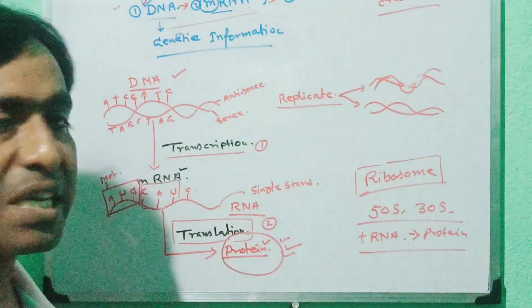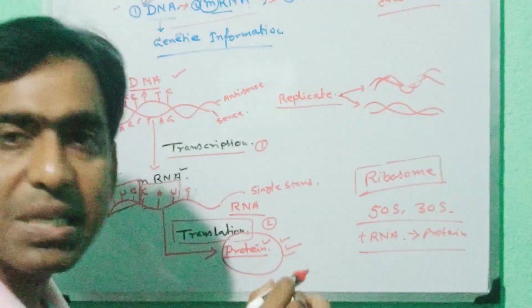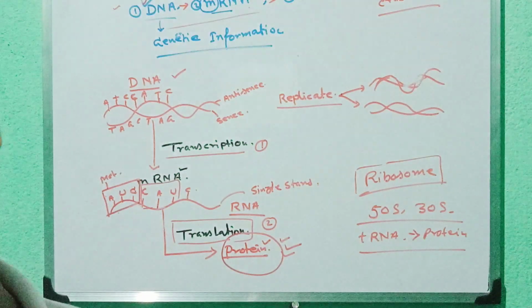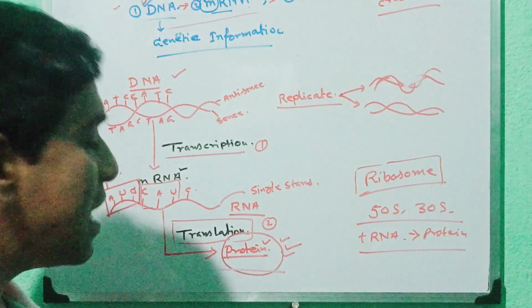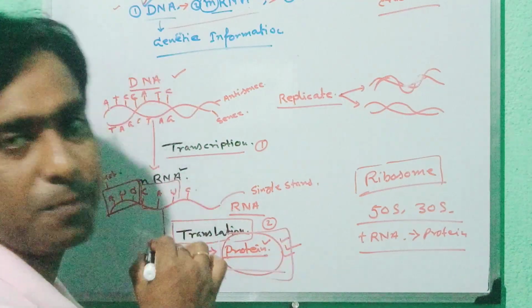So central dogma means the processes of transcription and translation that produce the protein. This protein shows the character of all the genetic information. This is the main character of the protein.